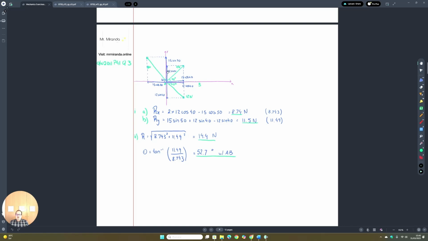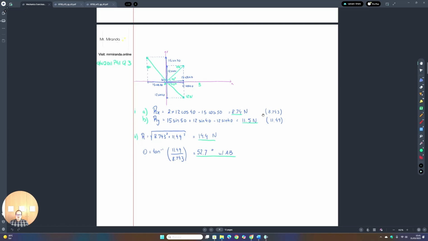In the y-axis, what you have is the vertical component of the 15 Newton force, which is 15 sine of 50. You have the vertical component of this 12 Newton force, which is 12 sine of 40, both pointing up. Pointing down, you have the vertical component of this 12 Newton force, which is also 12 sine of 40, now affected by a negative sign because it's pointing down. Obviously, these two are going to cancel out, leaving just that bit as the vertical component of the resultant, which is 11.5. To 4 significant figures, it's 11.49.